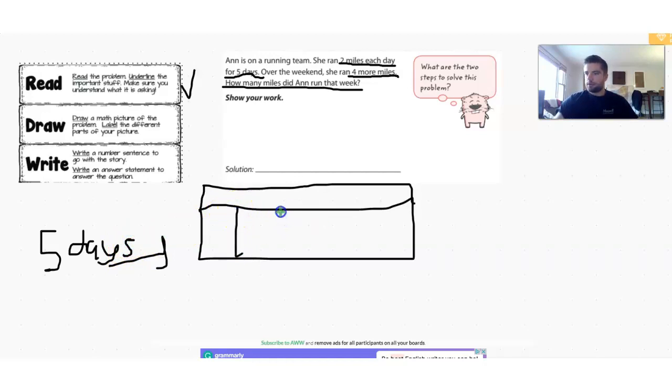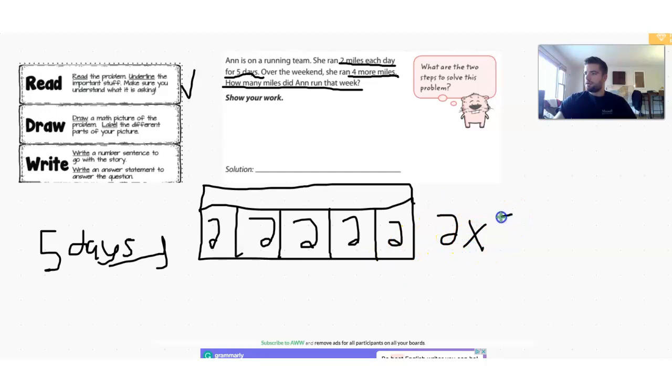1, 2, 3, 4, and 5. And each day she ran 2 miles. So we're going to put a 2 in each box. Each box represents one of the days, and inside the box we write 2 miles. So 2, 4, 6, 8, 10. Really, this is 2 times 5. That's the problem that we're solving, equals 10. 10 miles. So we write a 10 up there in that box.